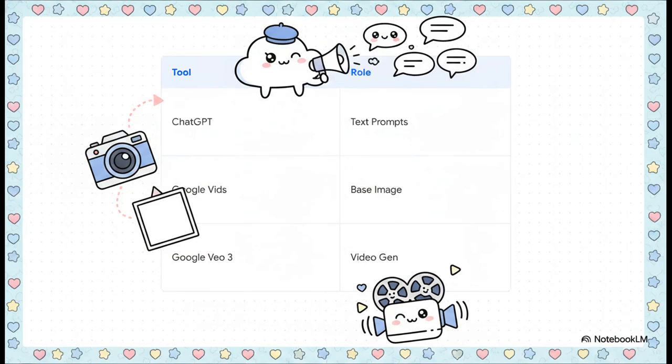And this brilliantly illustrates what I mean. You do not need a massive software budget for this. You really just need these three tools playing perfectly together. ChatGPT is essentially your director, handling all the prompt generation and dialogue. Google Vids creates your initial static base image. And then Google VO3, which you access through Google Flow, steps in to turn that static image into a fluid speaking video sequence. And that's it. That right there is your entire production studio.